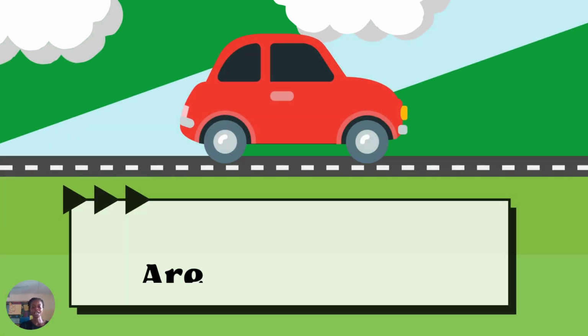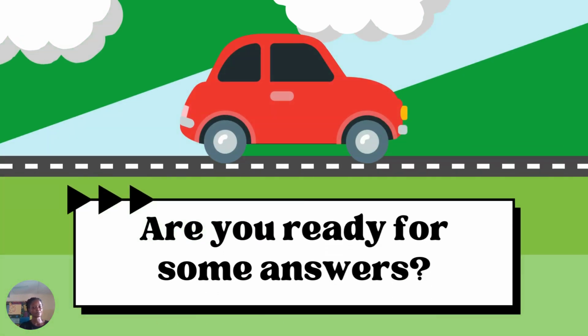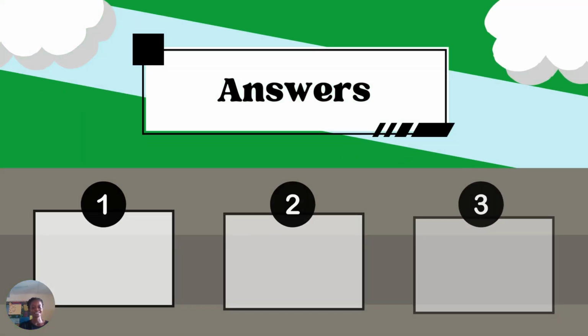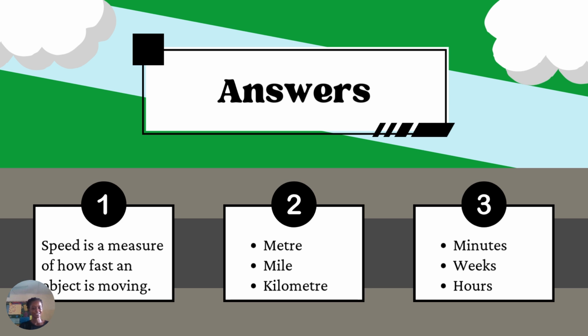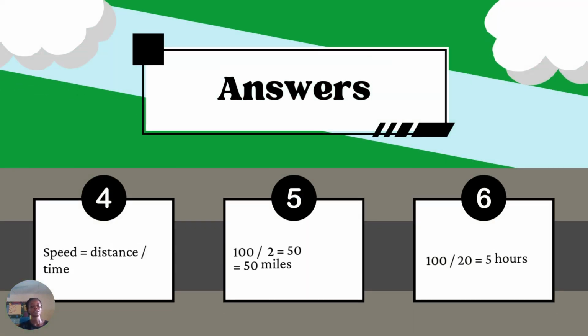So I believe at this point you have all paused the video and you are attempting the questions. And if you've done that, kindly click on the video to play back and know if you are what? Correct. Now here are the answers. Speed is a measure of how fast an object is moving, and we have been given units of distance and units of time on your screen.